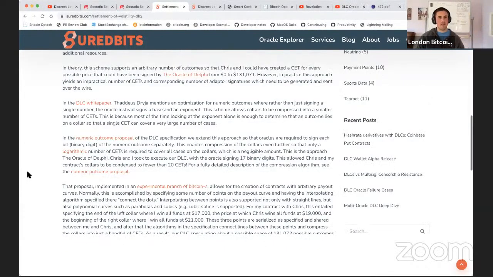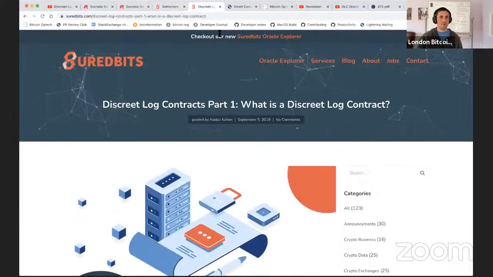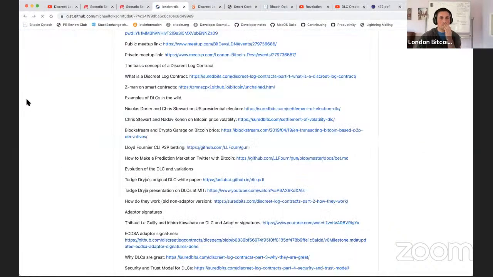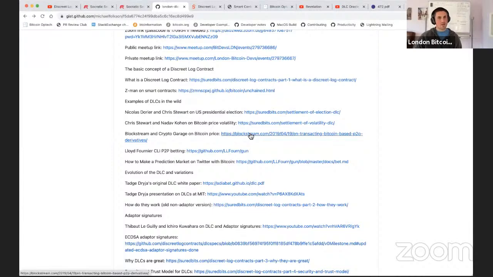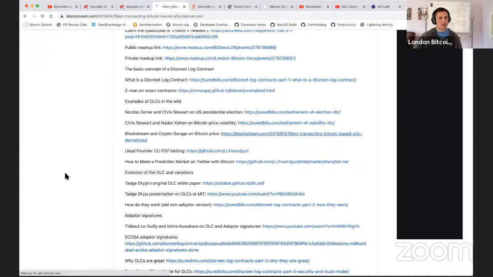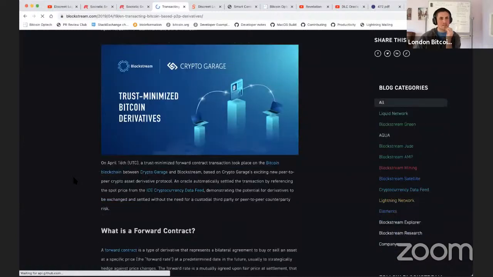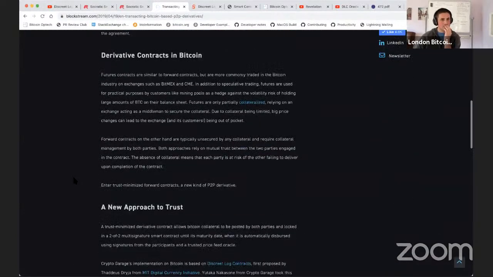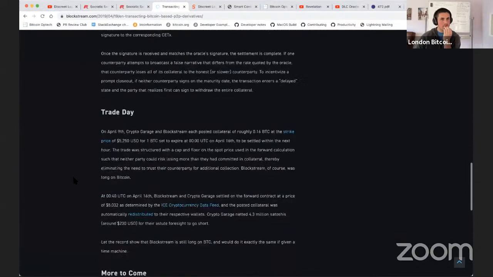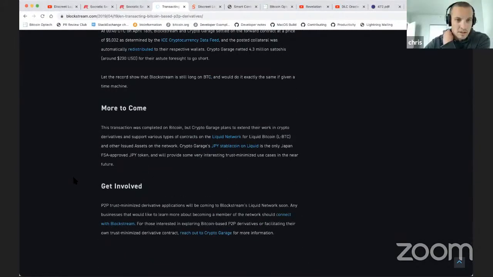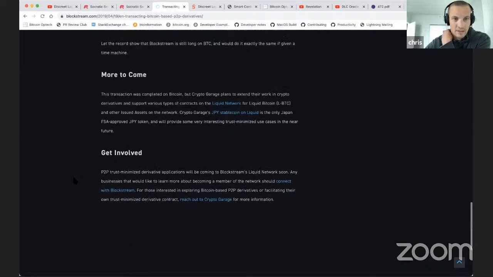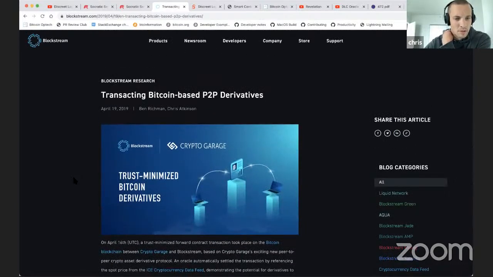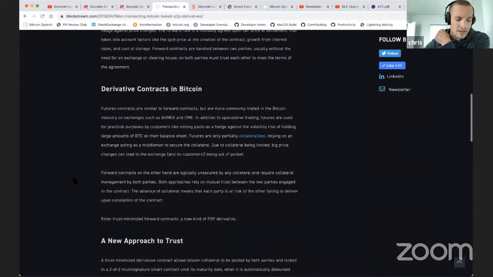So that was volatility. The next one I had up was Blockstream and Crypto Garage on the Bitcoin price. So again, this is derivatives, and this was a forward contract. Yeah, I think this was published in 2019 from Blockstream. And as far as I know, this is the first DLC executed on the Bitcoin main chain.